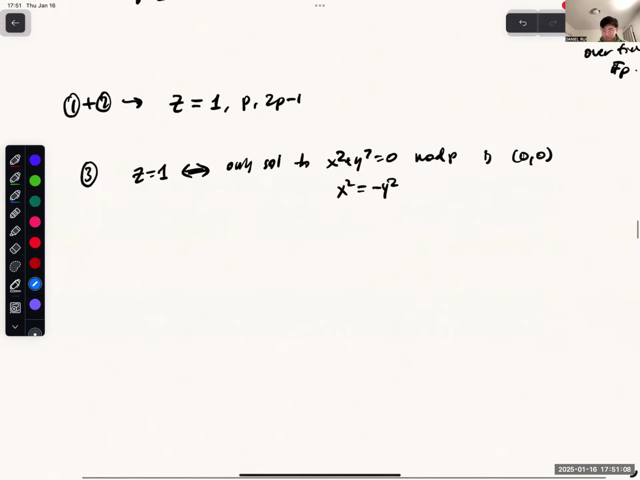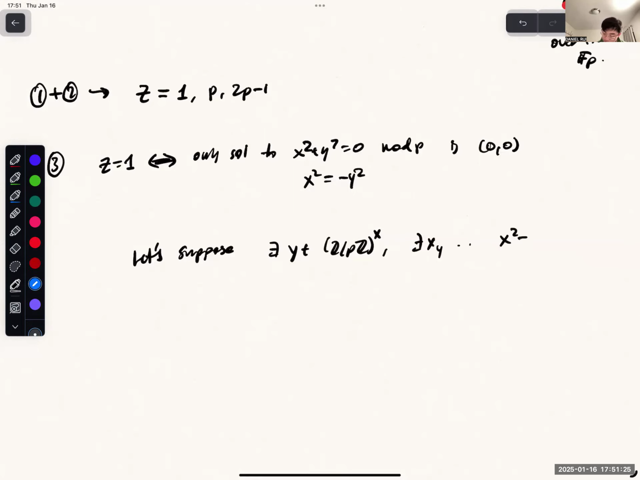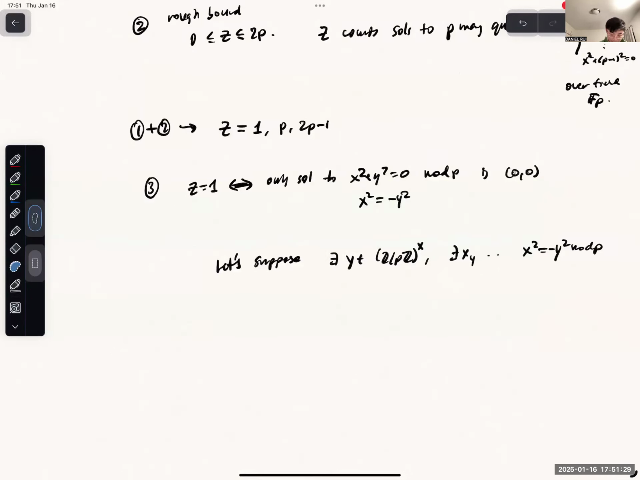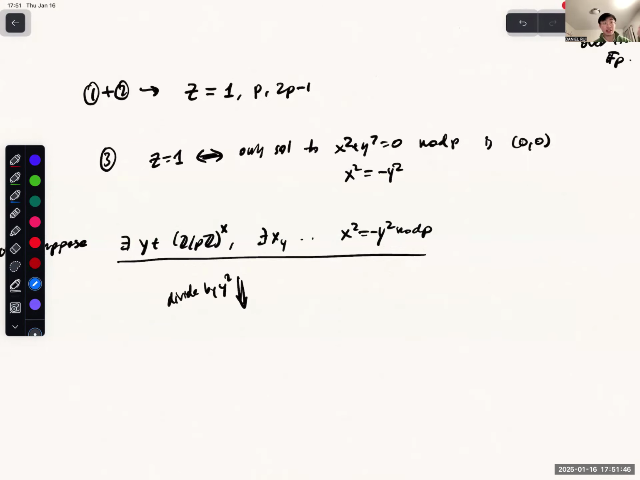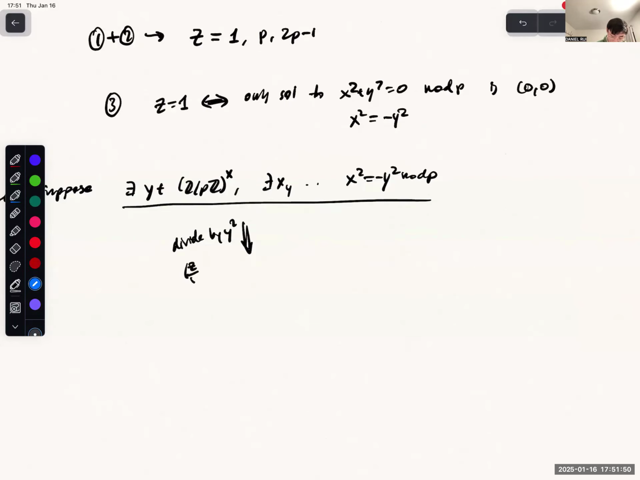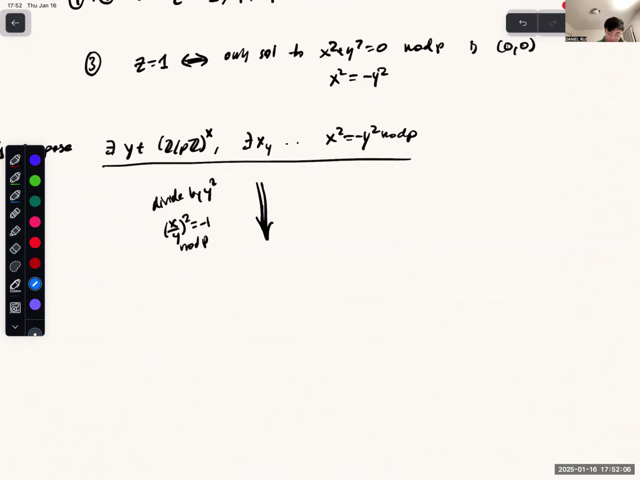Now, when can that happen? Let's suppose the opposite. Let's suppose that there exists y in Z mod pZ star and there exists x depending on y such that x squared equals minus y squared mod p. My claim is that simply by dividing by y squared, because y is in the unit group and so has an inverse, I get x over y, all squared, is equal to minus 1 mod p. So there exists another solution (x, y) which implies, in fact, there exists a solution where y equals 1.